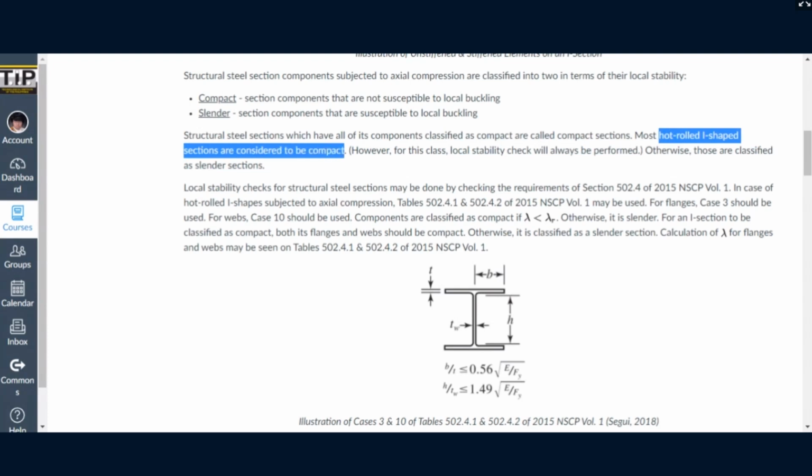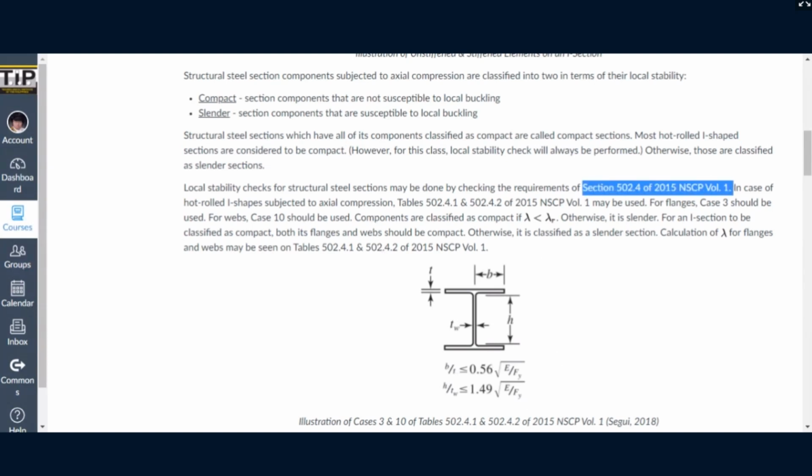So, the good thing, I sections are considered to be compact. Most, okay? Not all. Pero for this class, you still need to do yung stability check. So itong formula dito. Okay? So you still need to check yung local stability ng section mo, whether compact siya or not. Kahit na alam natin na most of the I sections na hot rolled ay compact. Okay?